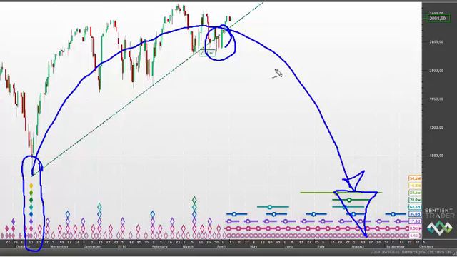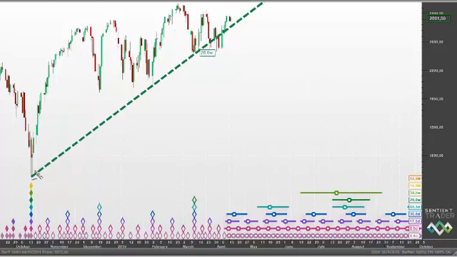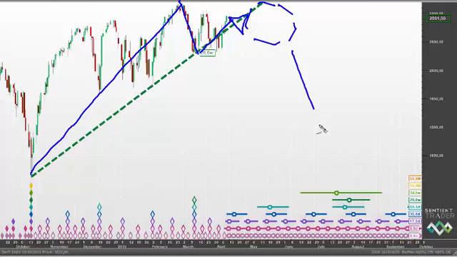So, of course, we know that cycles form M shapes in the markets. So the M shape, let me just clear all those lines, and the M shape of the 40-week cycle would be the move up to the first peak, then the move down to the 20-week trough in the middle, and then a move up to a second peak, which is obviously underway at the moment. It will then form its second peak, somewhere over here, and then of course it will move down into its trough in July or August of this year.